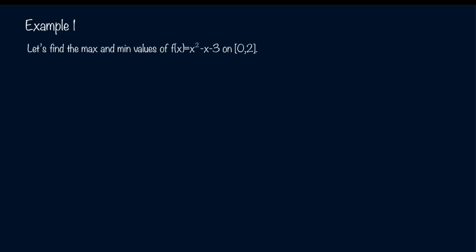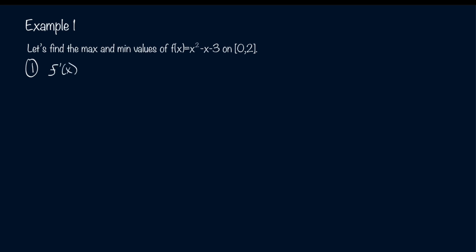All right, so our first example, let's find the max and min values of f of x equals x squared minus x minus 3 on the interval of 0 to 2. If you can remember, the first thing we're going to do is find our critical numbers, and how we're going to do that is we are going to find the derivative of f of x.